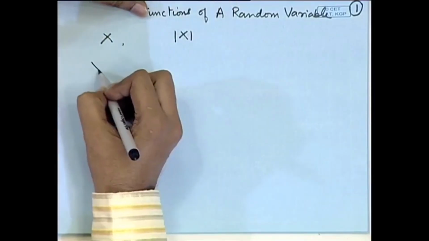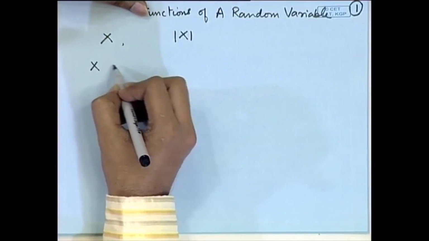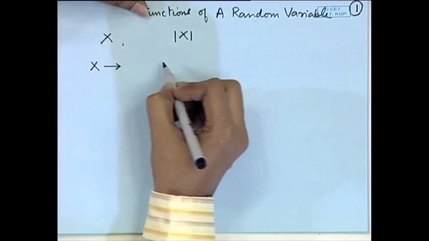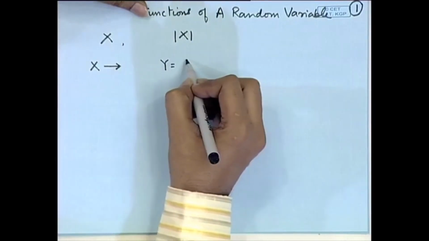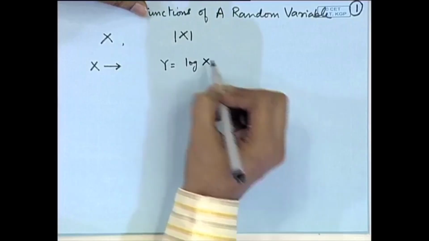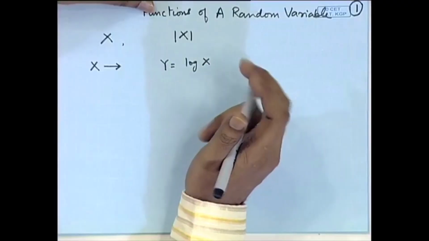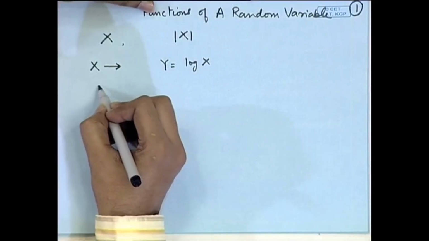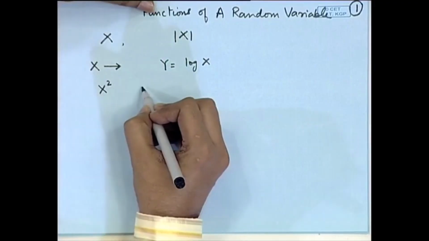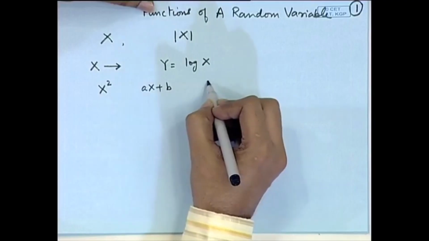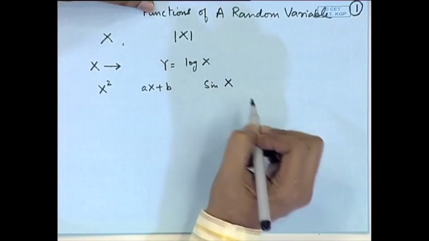Suppose X denotes certain astronomical distances. Now, if the numbers are too large, we may be interested in a function of X, say log of X, to scale them to our level. In a similar way, sometimes we may be interested in X square, or say aX plus b, or sin of X, etcetera.